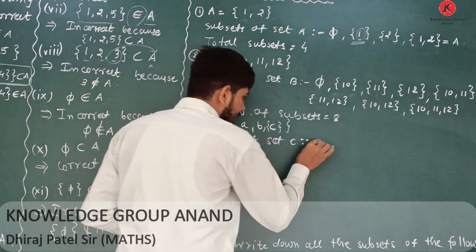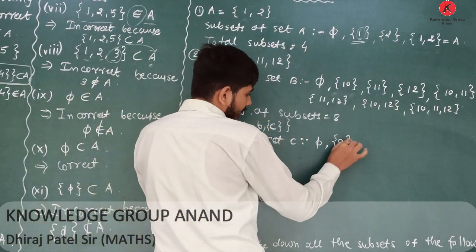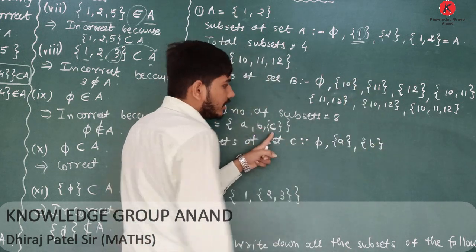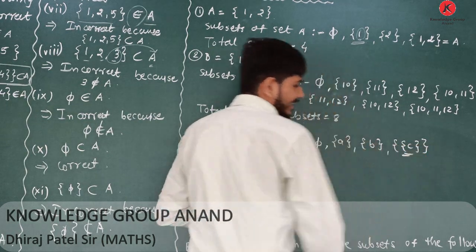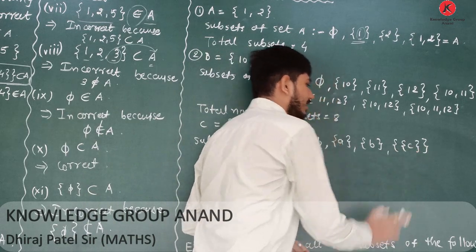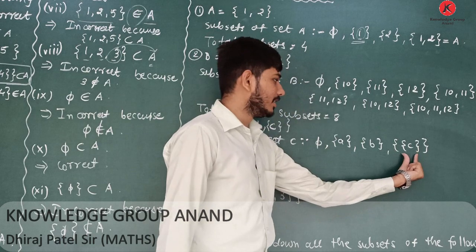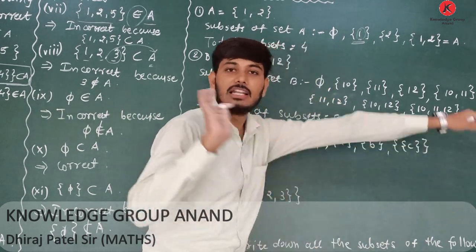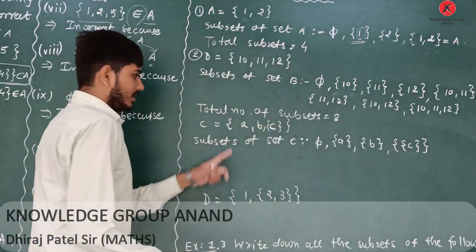First one is the null set. Second is the singleton set having element A, then element B, and the third one is the element in curly brackets. This is an element, and we have to put it in curly brackets, therefore it is a subset. Okay, this represents a subset. If we are not putting curly brackets here, then it is only an element. Okay, so this is important.